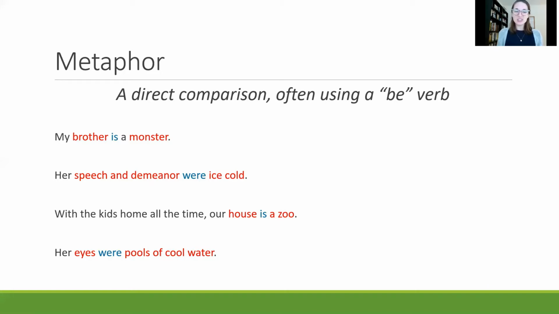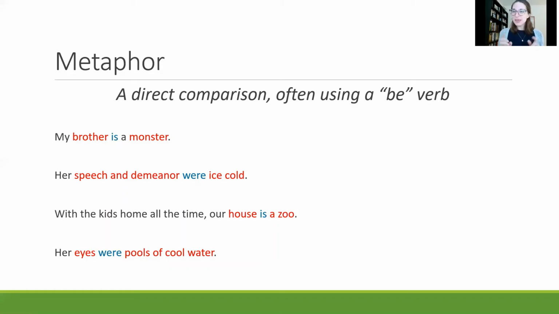Our third one says, with the kids home all the time, our house is a zoo. I know some of you may feel this way as we are in October of 2020 and perhaps you have children at home doing remote learning. So our house is a zoo. House and zoo, right, are not the direct comparison here. This is not literal, but if you think about the many wild animals that would live at a zoo, the smells and sights and sometimes chaos that occurs at a zoo, that's the comparison we're making with the activities happening in the home. The next one says her eyes were pools of cool water.